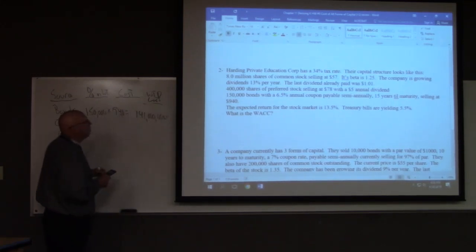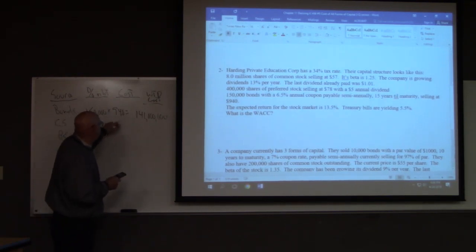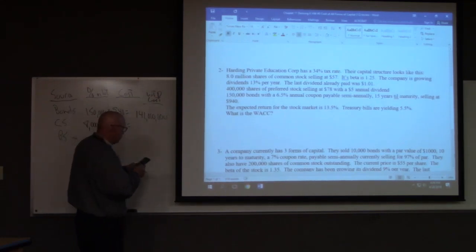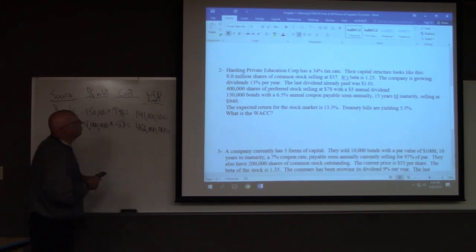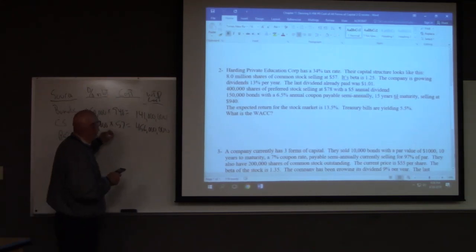All right, common stock, 8 million shares, times the price per share, 57, is 456 million. All right, preferred stock, we've got 400,000 shares times $78.